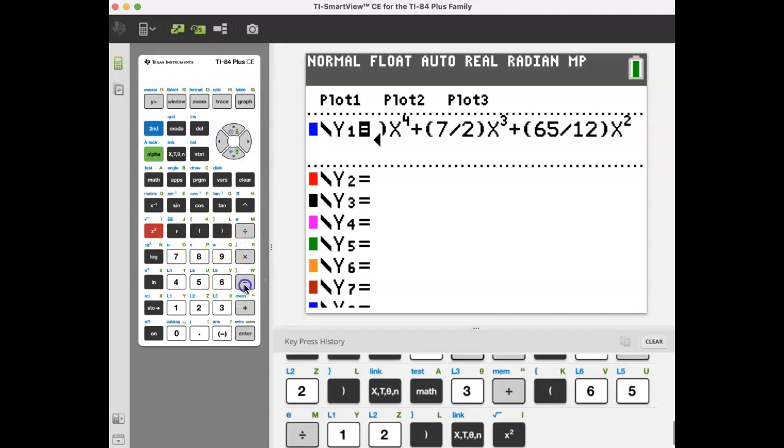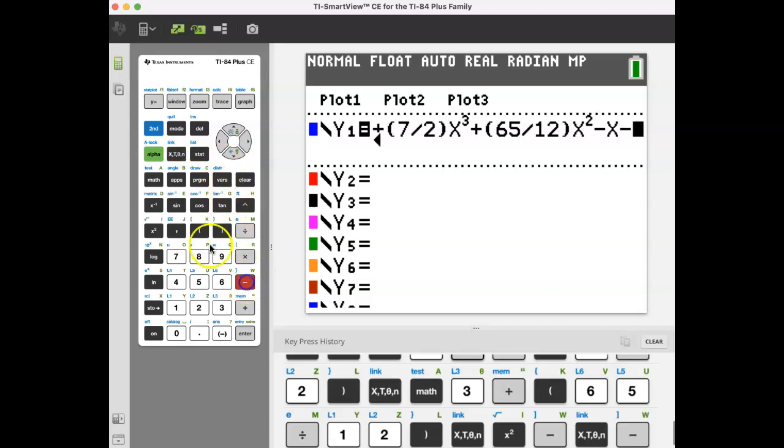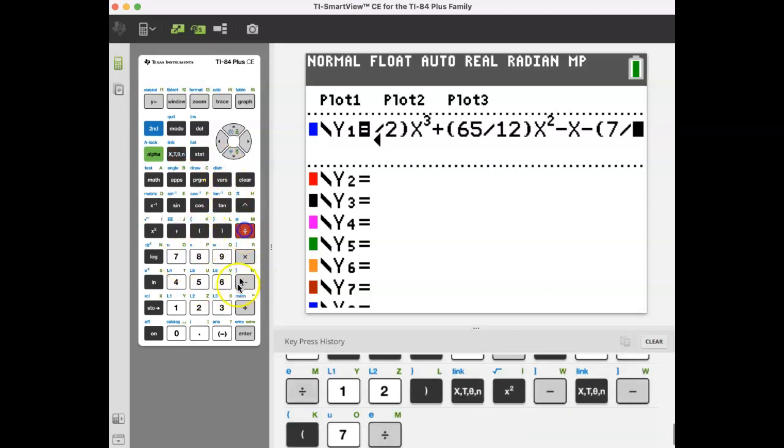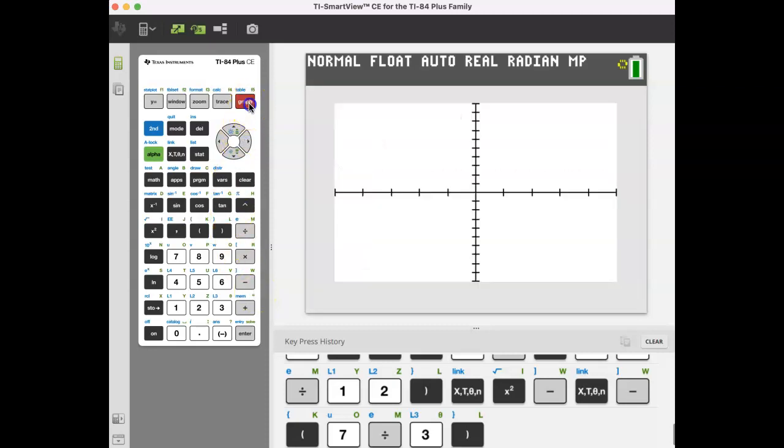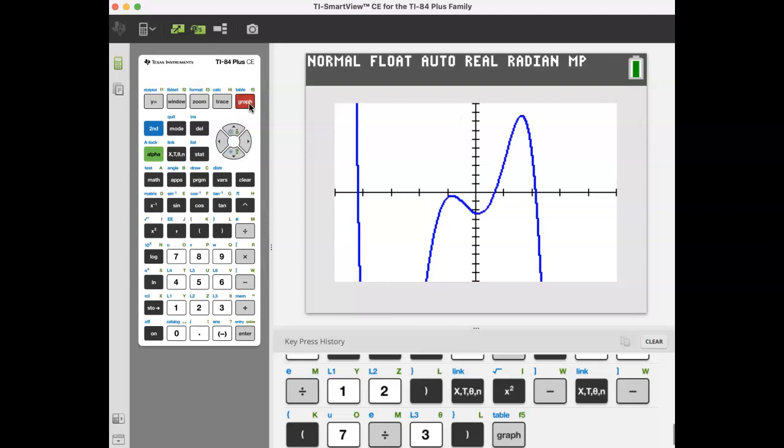We then are going to subtract x. No parentheses needed because we're not dealing with any fractions. And then we're going to subtract parentheses 7 divided by 3, close parentheses. Whew! We made it through. But the purpose of making it through is so we can graph it. Graph is in the upper right-hand corner. And there's my pretty graph.